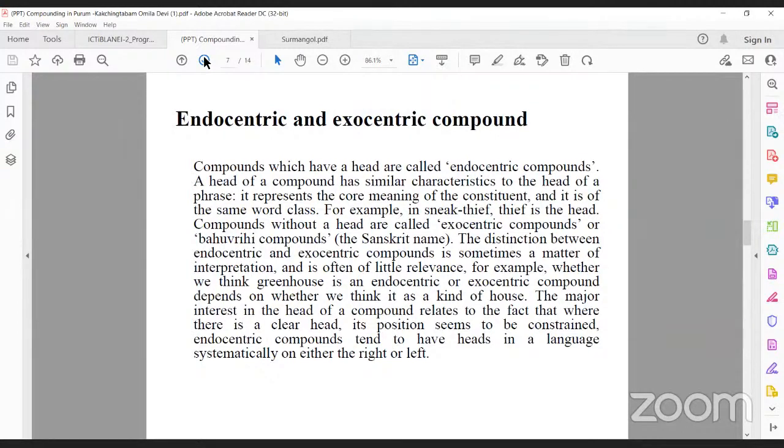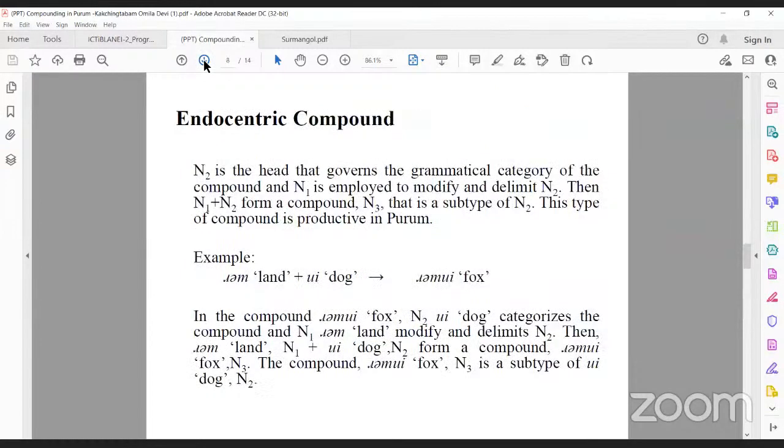The distinction between endocentric and exocentric compounds is sometimes a matter of interpretation and is often of little relevance. For example, whether we think greenhouse is an endocentric or exocentric compound depends on whether we think of it as a kind of house. The major interest in the head of a compound leads to the fact that where there is a clear head, its position seems to be constrained. Endocentric compounds tend to have heads systematically on either the right or left. Next slide.